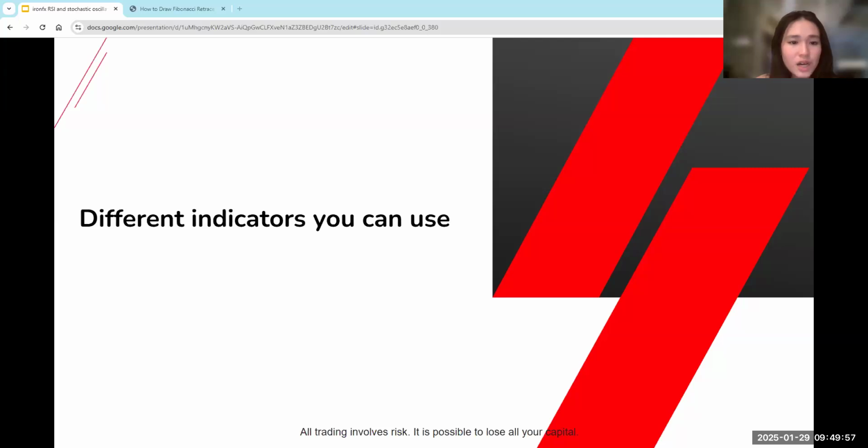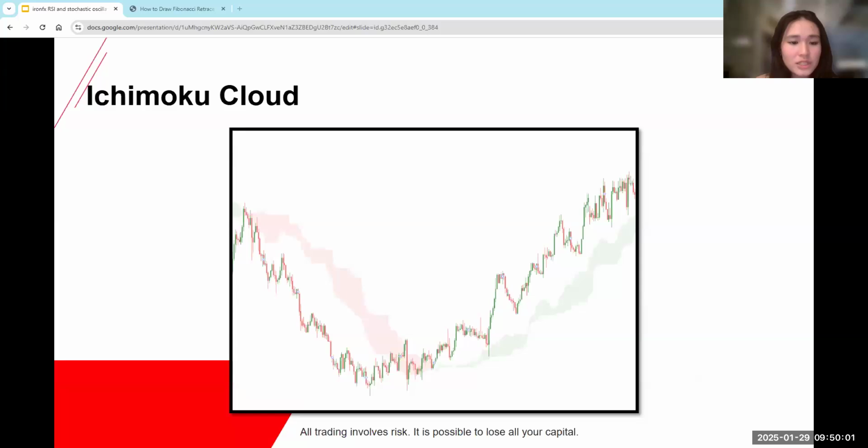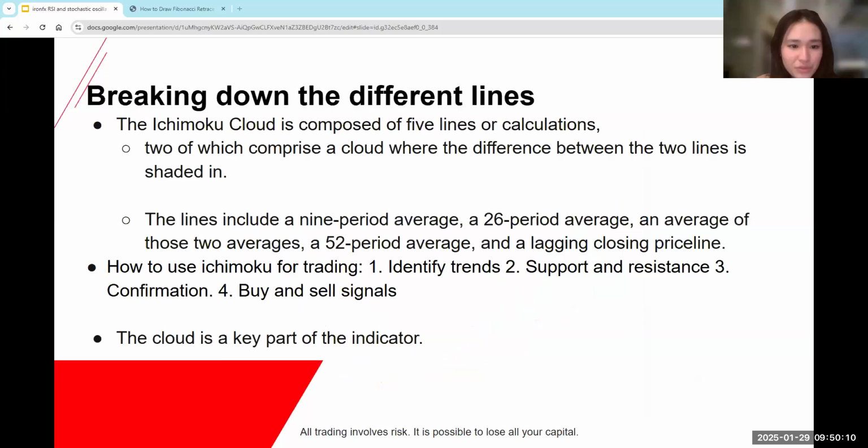Okay? Really quickly, let's talk about Ichimoku. We are going to do an entire webinar on this, I think, coming up, but I'll just briefly break down the lines. It's composed of 5 lines of calculations, 2 of which comprise a cloud where the difference between the 2 lines is shaded in. So the cloud is the key part of the indicator.